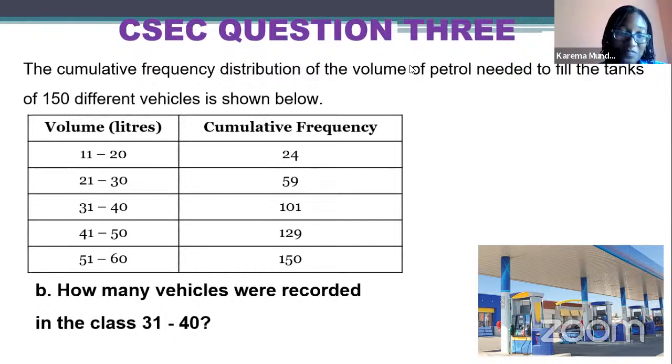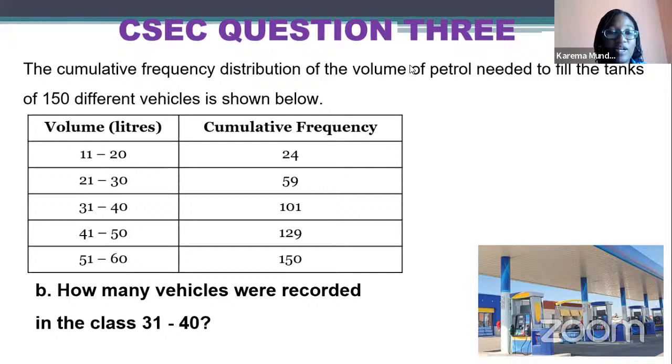So that means you'd have to subtract the volumes from 11 to 30 from the total amount, which would be 101, moving from 11 to 40. And then you'd actually get how many. Which is what? 42? Right, I follow your reasoning. Just remember though that the cumulative frequency is not speaking to the volume, but to how many vehicles needed that amount of liters. But I get what you're saying.